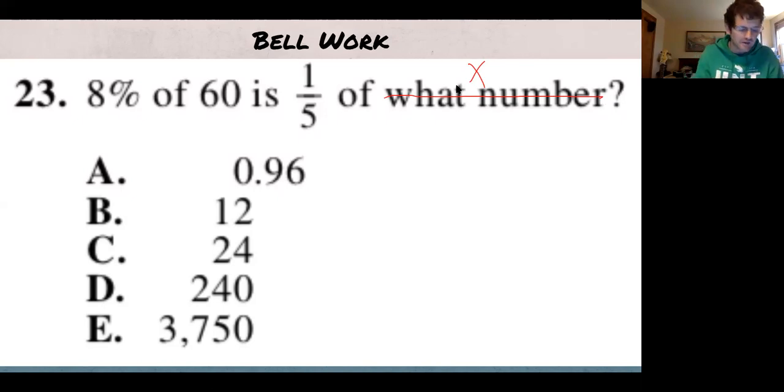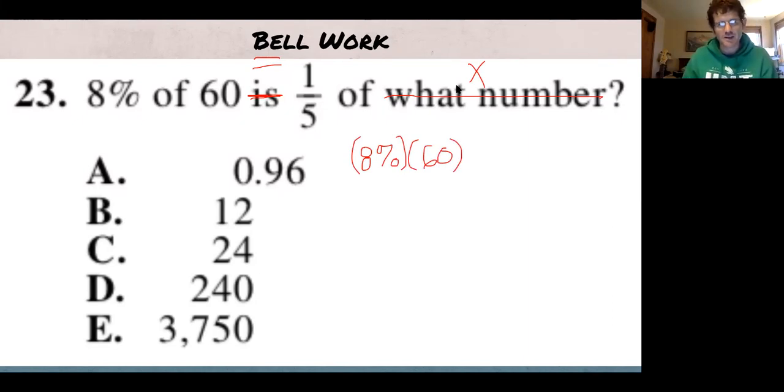Now, the other thing it's helpful to remember is that anytime you see "is," that is another way of saying equals. So 8% of 60 equals 1/5 of x. So already we're turning this into an equation. So now I'm going to turn this into 8% times 60. And when we say 8% of 60, that's another thing we need to keep in mind: 8% of 60 means 8% times 60 equals 1/5 of x, which is another way of saying 1/5 times x.